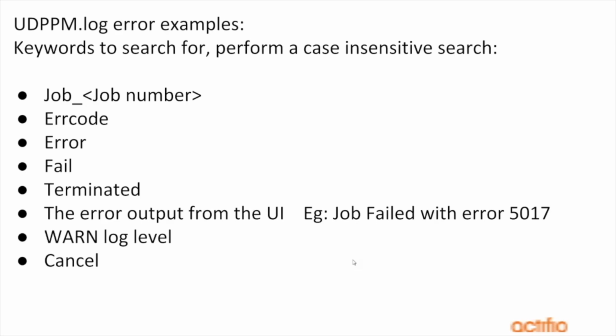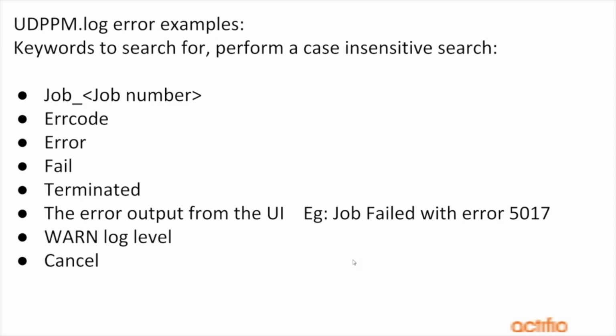So we've got error code, and that is intentionally ERR code, error, fail, terminated. Now terminated could be good or bad. Whenever we complete a job, we terminate it. So if all you want to do is find the end of the job, just look for terminated, and whether it ended in success or failure, keying in on that word is going to bring you to the end of that portion of the logging.